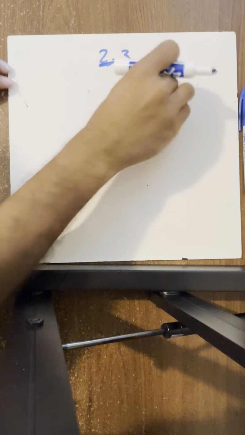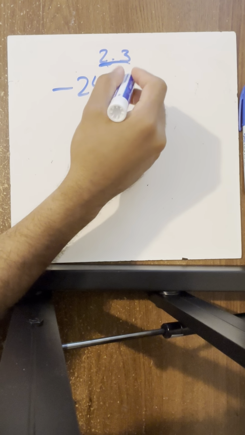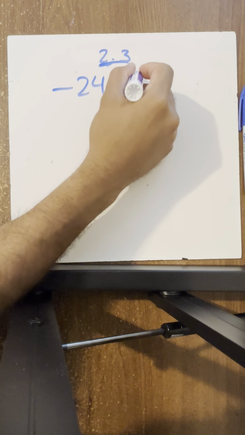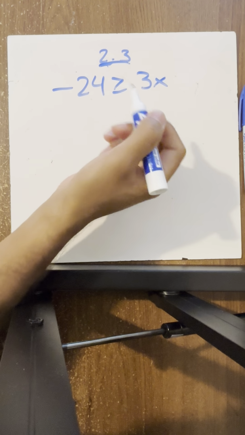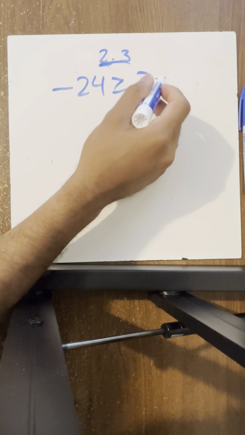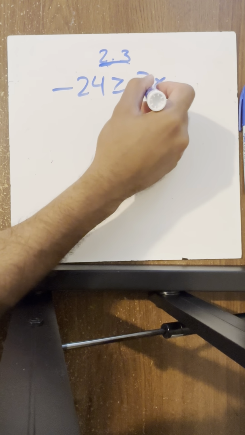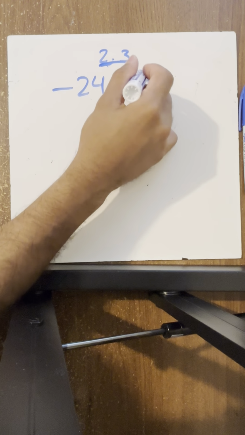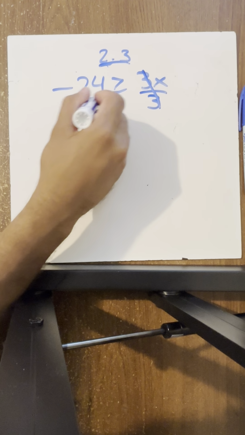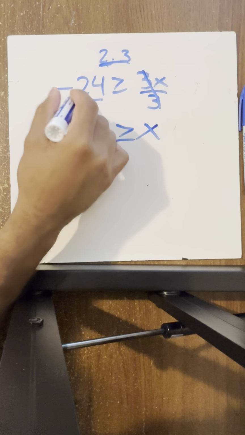All right, let's take a look at the next question. It says -24 is greater than or equal to 3x. So when you see a number and a letter, a variable, next to each other, that means multiplication. And the opposite of multiplication is division. So we've got to divide by the number that's in front. This would leave us with x on this side.